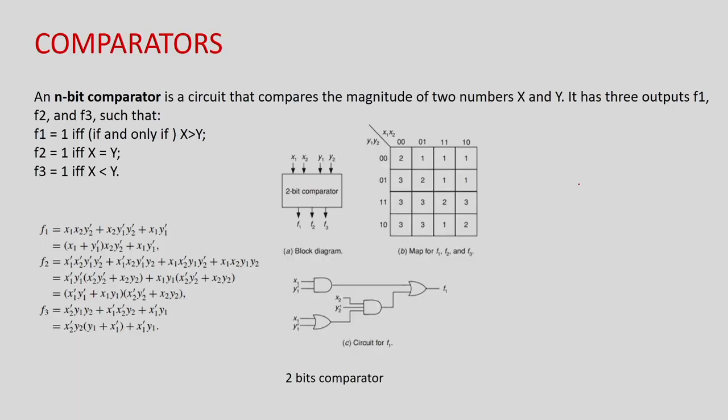As the name suggests, a comparator basically compares two numbers, and the output can be of three types. If the numbers are A and B, one possibility is A greater than B, another is A equal to B, and the third is A less than B. So I want to develop a module which will take two numbers and give these three results. So I have a comparator block.